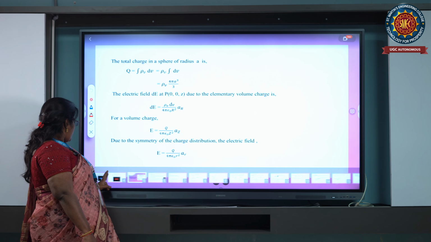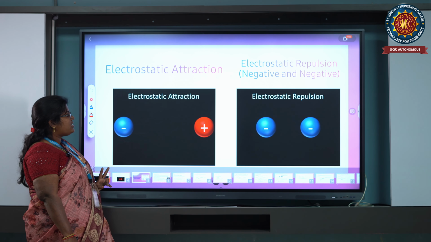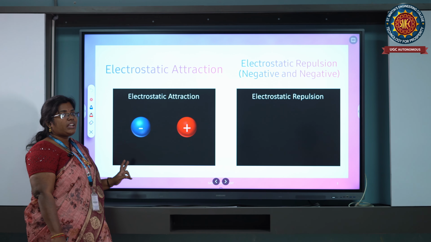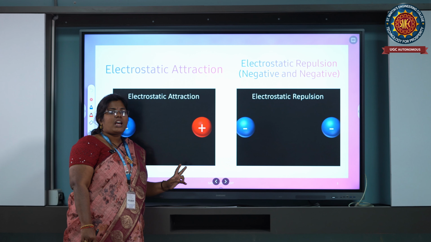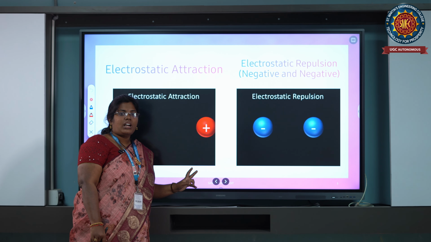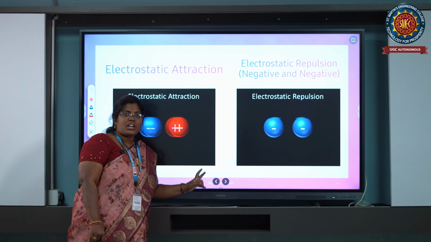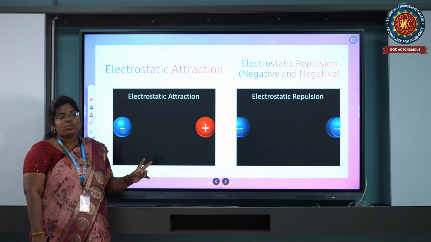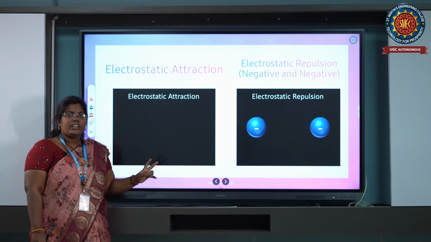So these are the different types of charge distributions, whether line charge, surface charge, or volume charge. The different types of charge distribution can occur either positive to positive or negative to negative.